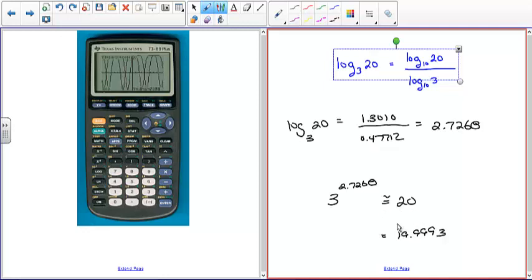The only reason it's not exactly 20 is because I didn't carry this out to an infinite number of decimal points. And if you remember, 3 squared equals 9, 3 cubed equals 27. So you'd expect the logarithm of 20, which is between 9 and 27, to be somewhere between 2 and 3, which it is. 2.7 is closer to 3 than to 2, so it's not surprising.